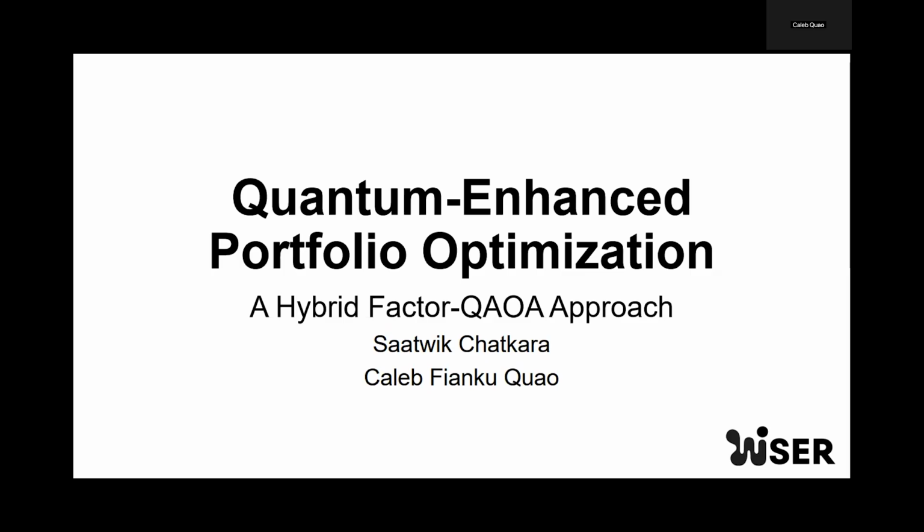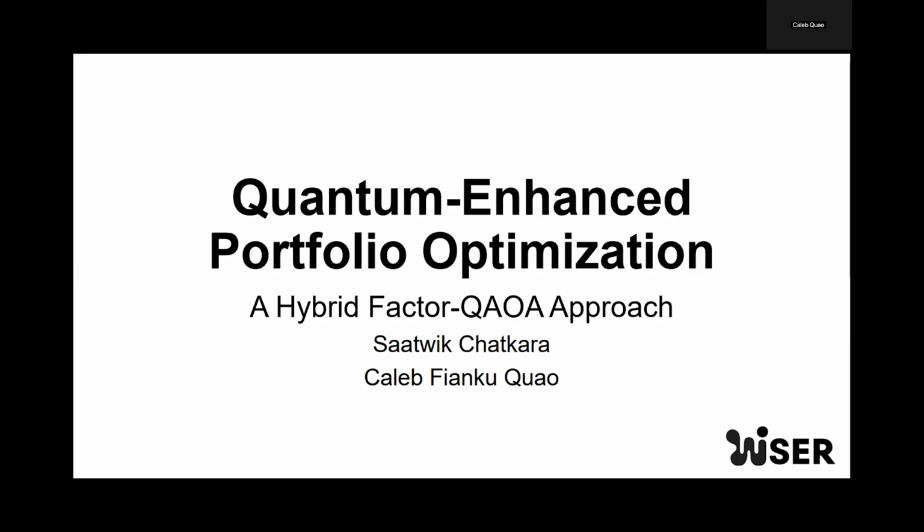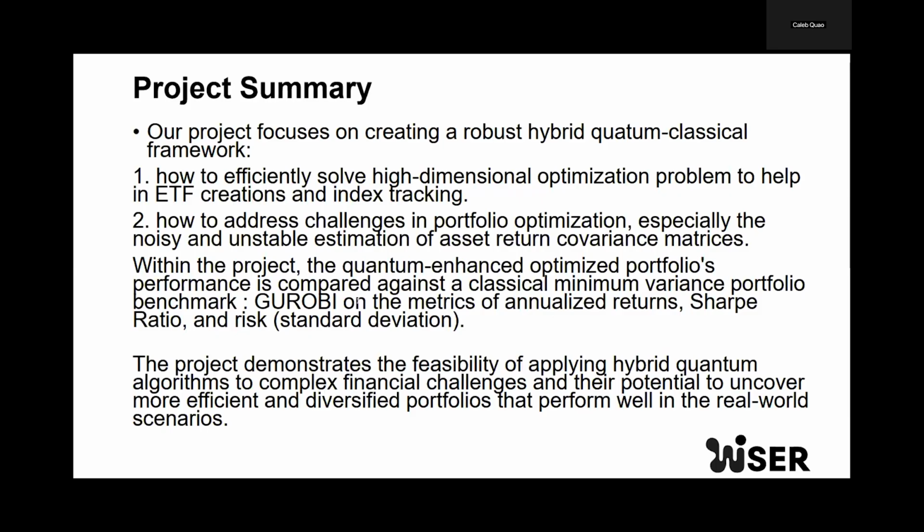Okay. So we are Team Collective, and we are here to present on our quantum enhanced portfolio optimization. This work combines classical finance techniques with cutting-edge quantum algorithms. Our project focuses on creating a hybrid framework that brings together classical and quantum methods. We compared a quantum enhanced portfolio against a classical benchmark, that is Gurobi, using metrics like the annualized returns, Sharpe ratio, and portfolio risk. Our goal was to test whether the quantum method can discover more efficient and diverse portfolios.